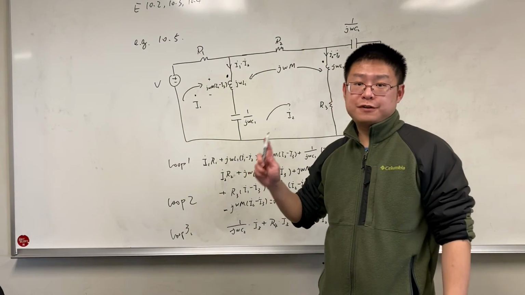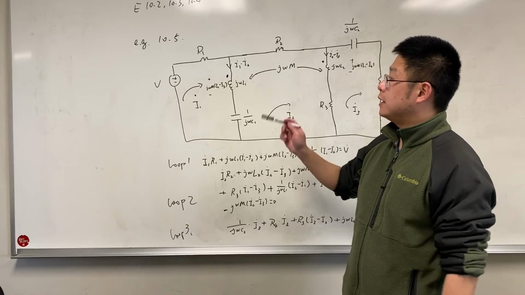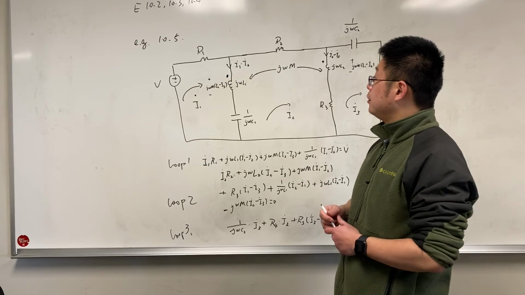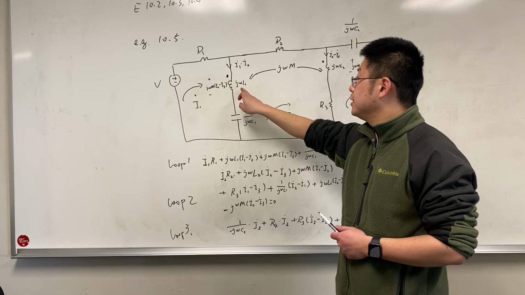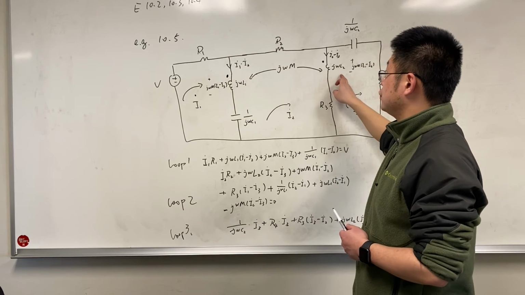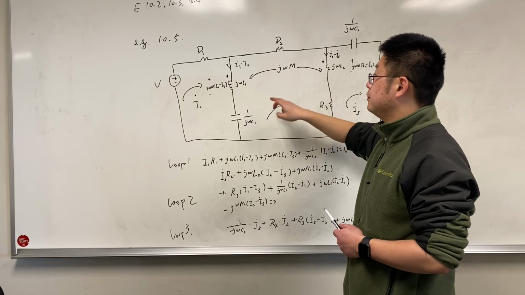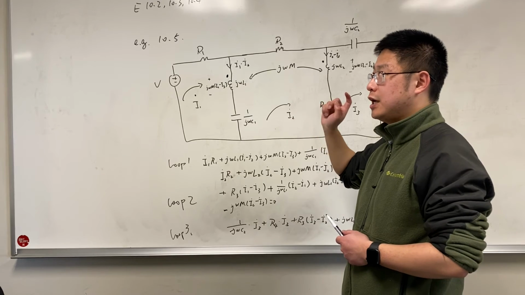Example 10.5 is the last example today. So we need to write the loop equations for the 3 loops. Let's take a look. We can see that there are 2 inductors, L1 and L2. The mutual inductance is M. So let's first determine the current flowing through each inductor.